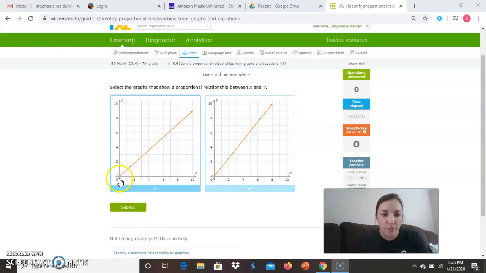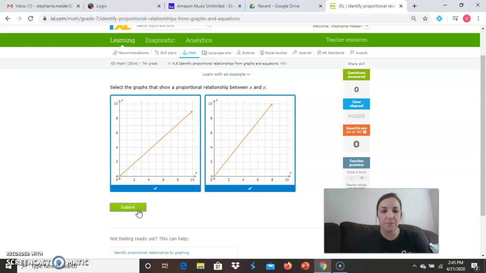And so if we look here at the point 0, 0, where the x and the y-axis meet, this point right here, guys, so I'm circling it on my screen. Hopefully you're being able to watch that. Then yeah, they both pass through the origin. They're both proportional, so we need to make sure to select both, hit submit.